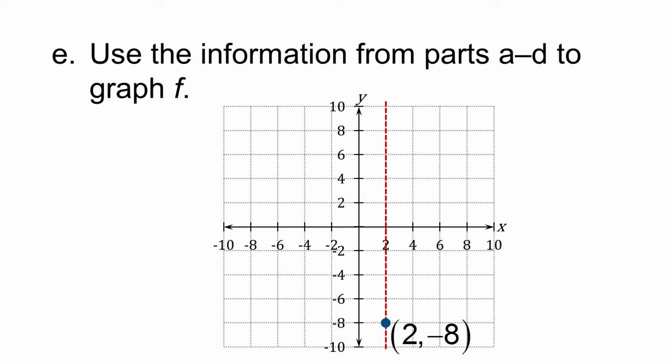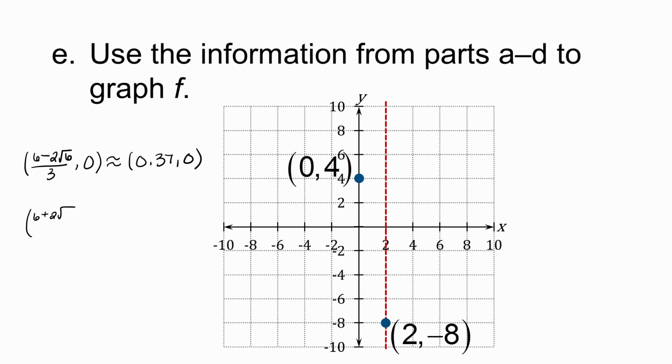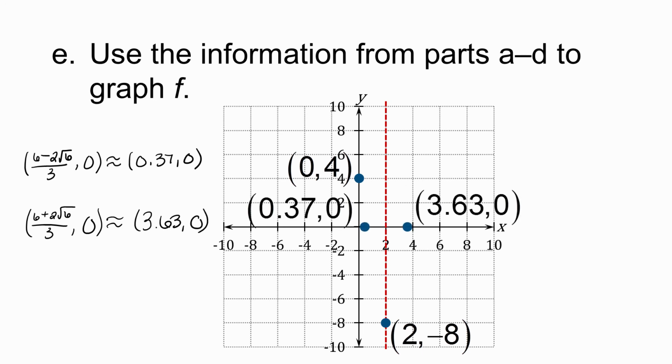Now, plot the y-intercept, which is at 0, 4. Recall the x-intercepts are at 6 minus 2 times the square root of 6 all over 3, 0, which is approximately equal to 0.37, 0, and 6 plus 2 times the square root of 6 all over 3, 0, which is approximately equal to 3.63, 0. Plot these points on the graph. Draw a smooth curve through the points to get the graph of f of x equals 3x squared minus 12x plus 4.